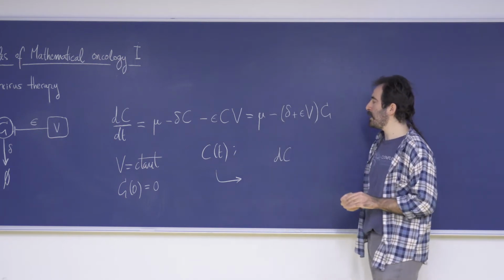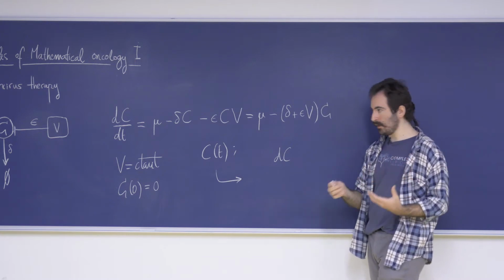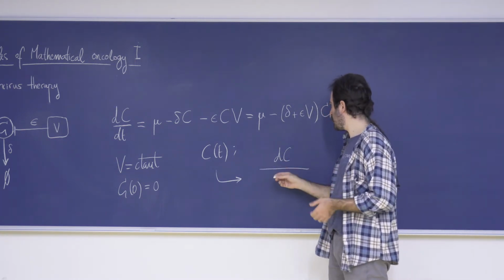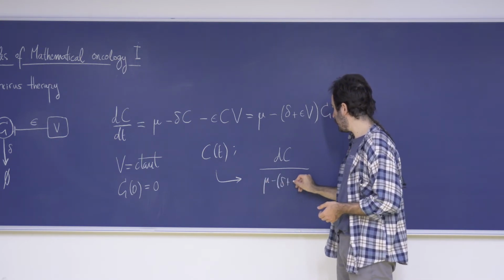Remember, we keep on the left-hand side all the aspects that are related to the variable c, which is our target variable, or the function that we want to find. So we must take this down into the denominator.